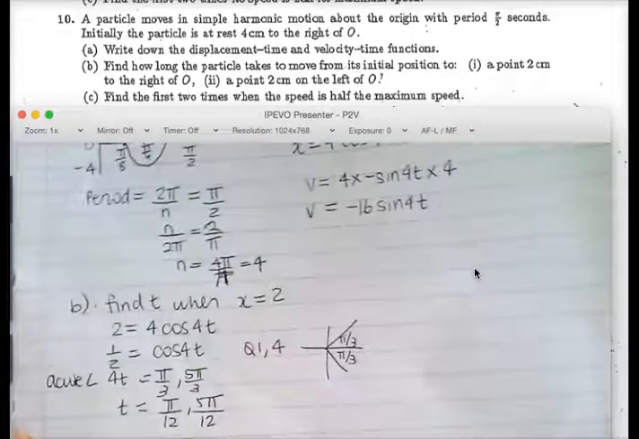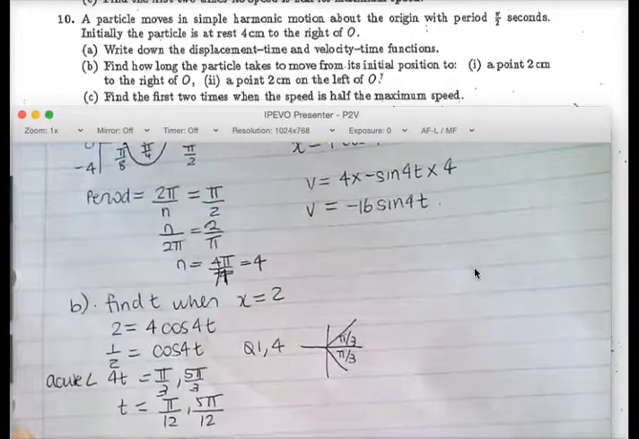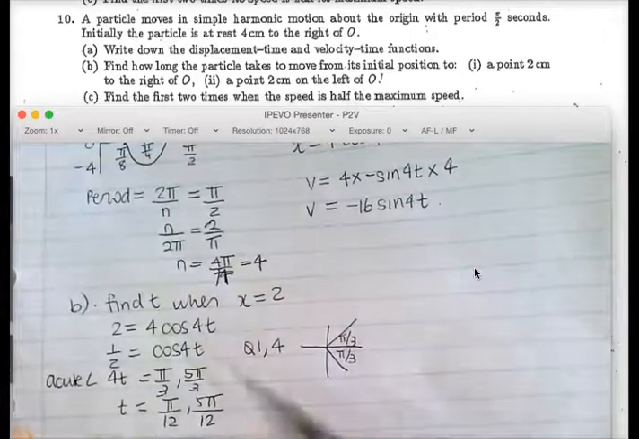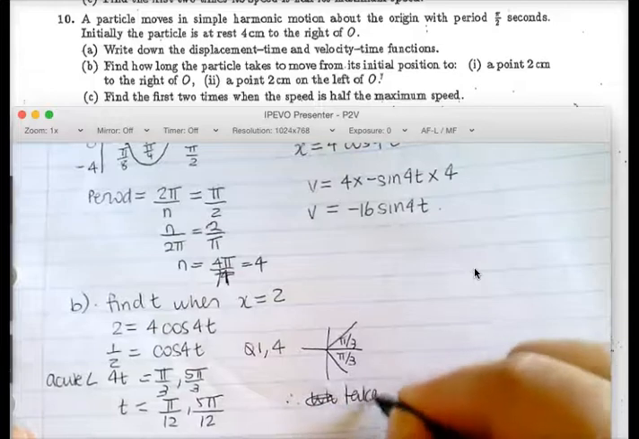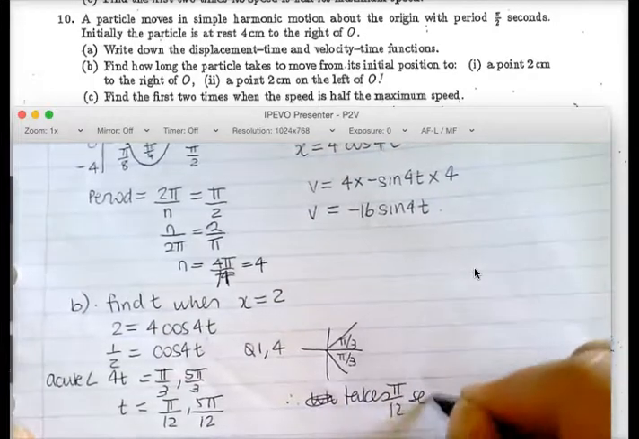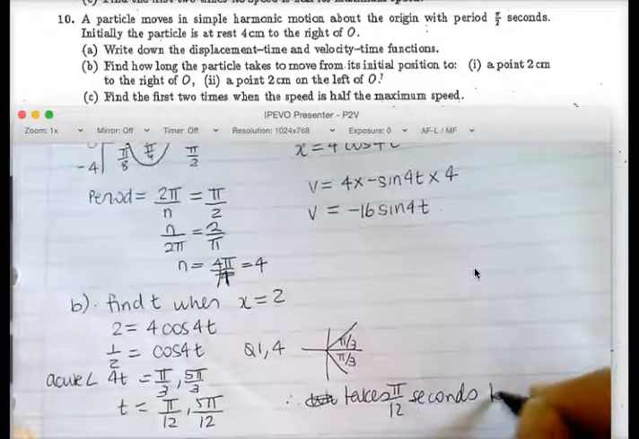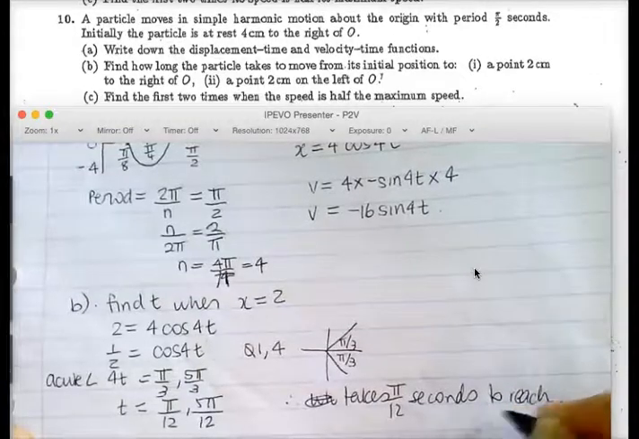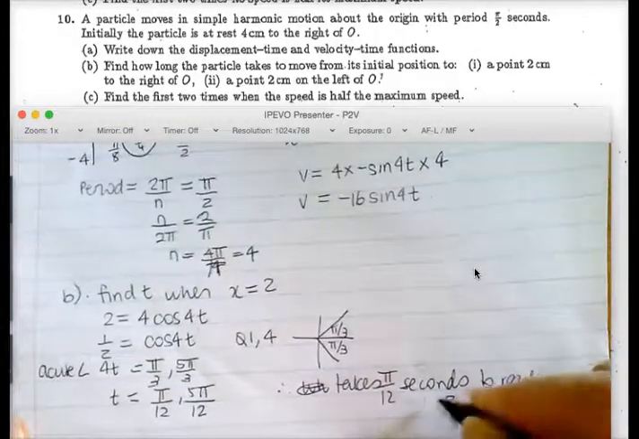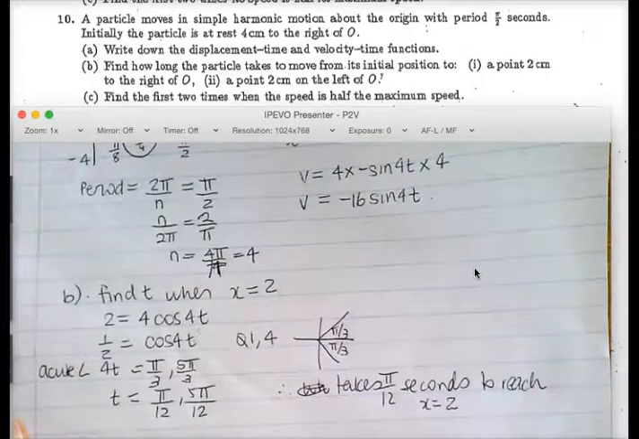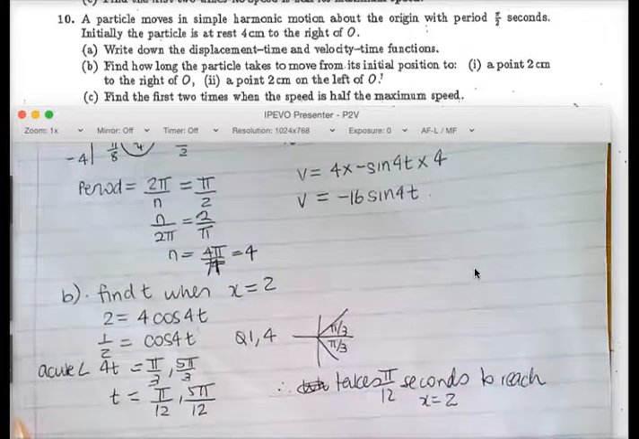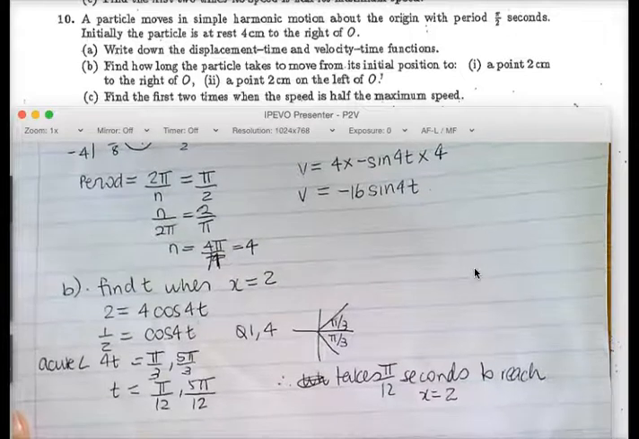Now, we estimated that it would be smaller than pi on 8, and it is. We've got time is pi on 12. Therefore, it takes pi on 12 seconds to reach x equals 2. Are we okay? Yeah. All right.